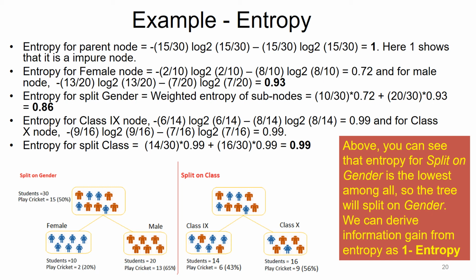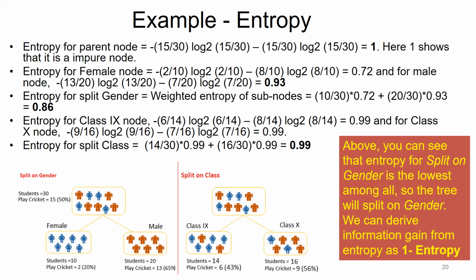Now let's take the split for gender. So entropy for the female node. Out of 10 students, females, only 2 play cricket. So 2 over 10 minus the negative, which is 8 over 10. So 0.72. And for male, 13 over 20 minus 7 over 20 leads to 0.93. Similarly, entropy for the split on gender is the weighted entropy of the subnodes. So 10 over 30 times 0.72 plus 20 over 30 times 0.93, which is 0.86.